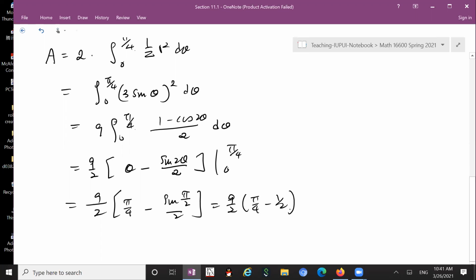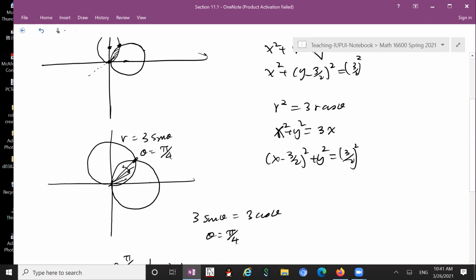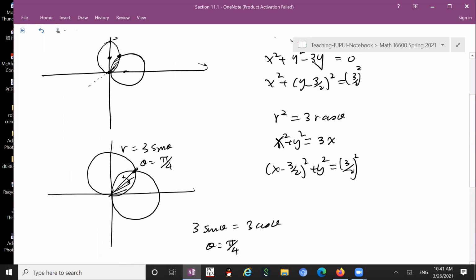Okay, let's go back to the problem again. Even though this is a region between two curves, you cannot find the area as the difference.